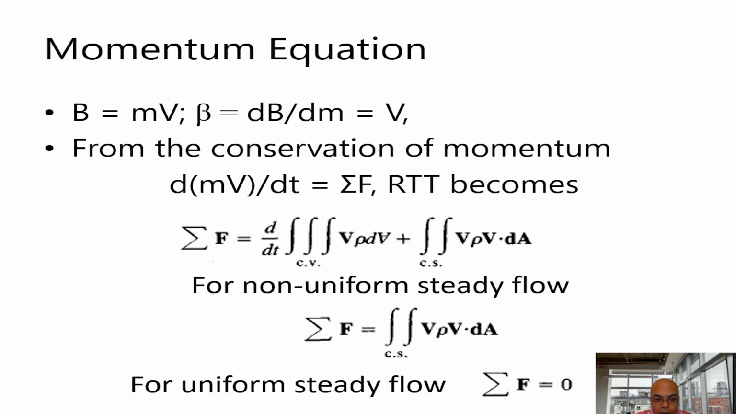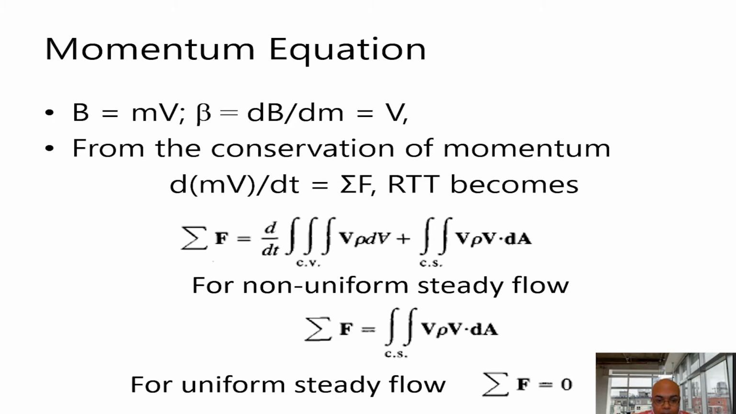Now we can use Reynolds transport theorem for the momentum equation. For the momentum equation, the extensive property is mass into velocity, whereas the intensive property is that extensive property per unit mass, that is dB by dm, so that is equal to V. This dB by dm for the continuity equation is equal to 1, whereas for the momentum equation it is equal to V. On the left side is the summation of forces which are causing this storage, so this net rate of change of momentum is equal to the applied forces.